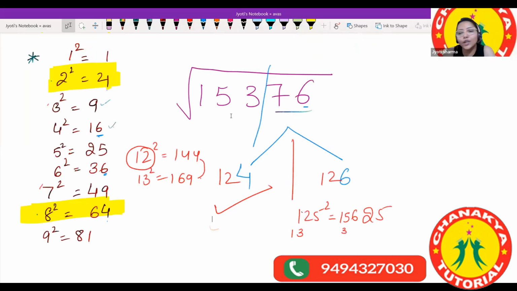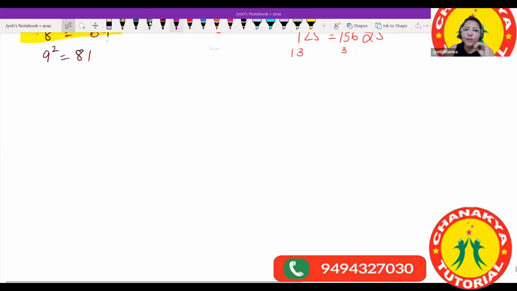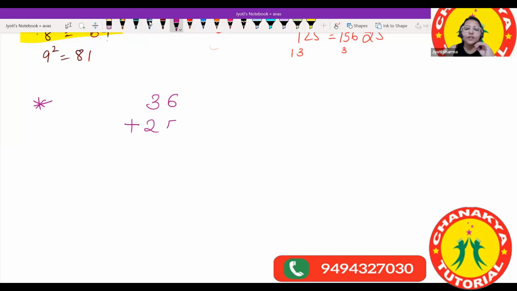And how do you add your numbers? Yes, Gautam Krishna. Normal method. Okay, today I'm going to teach you one way of addition. Do you all know expanded form? Let's say I give you 36 plus 25.